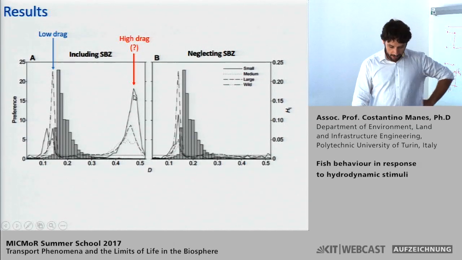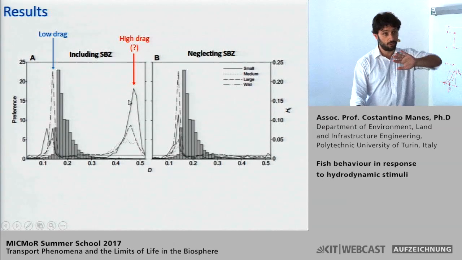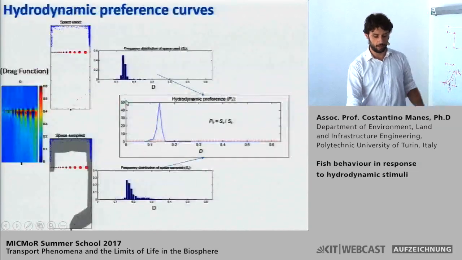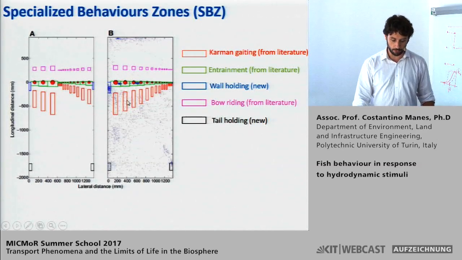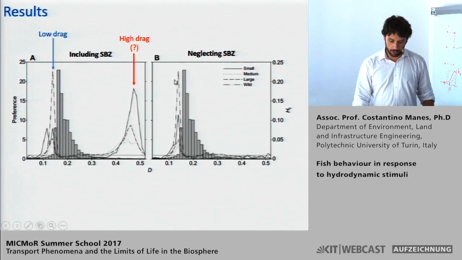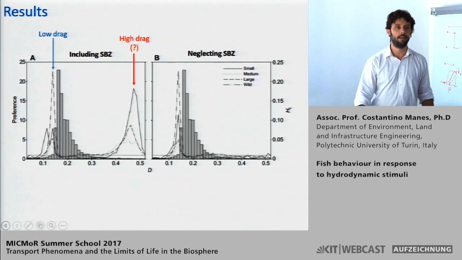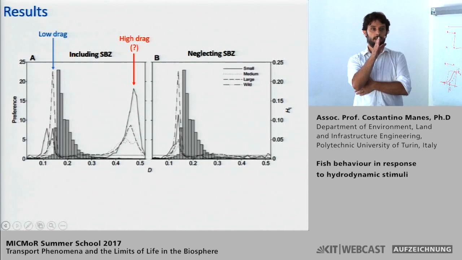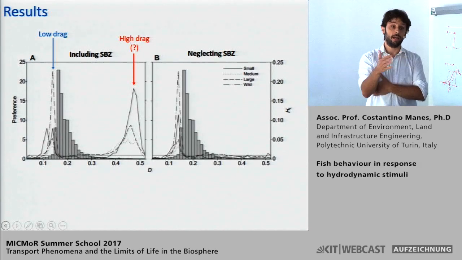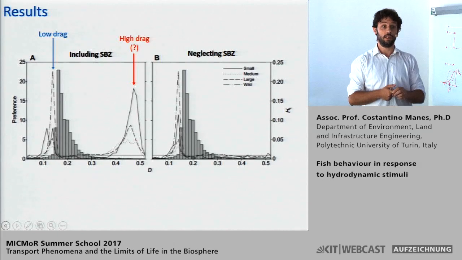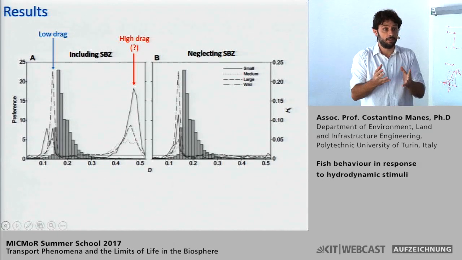This was surprising at the beginning, but then we decided to filter out all the points that belonged to these SBZ, the specialized behavioral zones. So we took out all the points belonging to these areas, and essentially what you get is that this peak disappears. So this preference at high drag is explained by the fact that the fish was at locations where he was using either Karman gaiting or entrainment, which is associated with very fast velocities, okay?